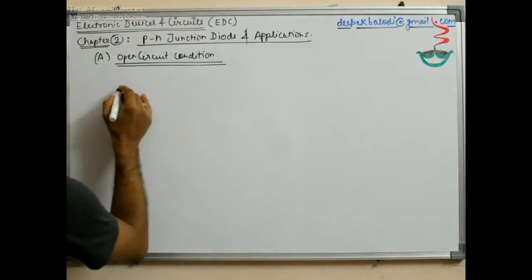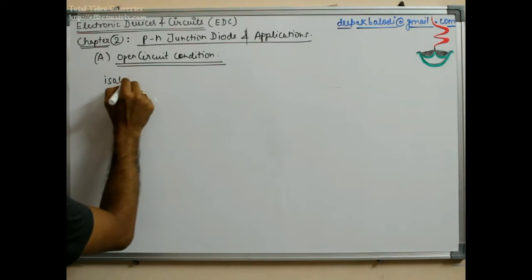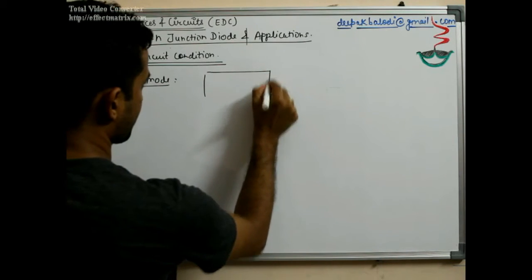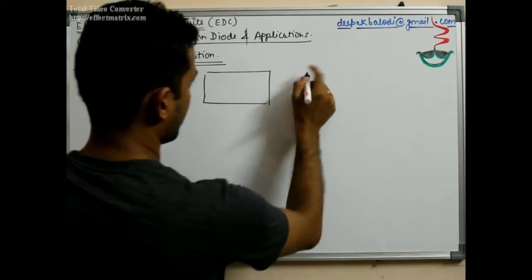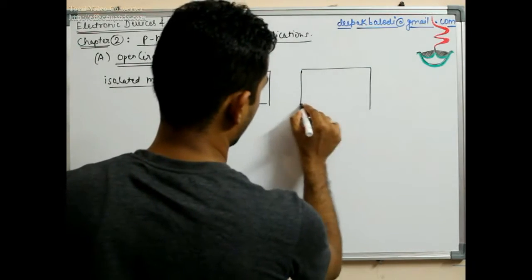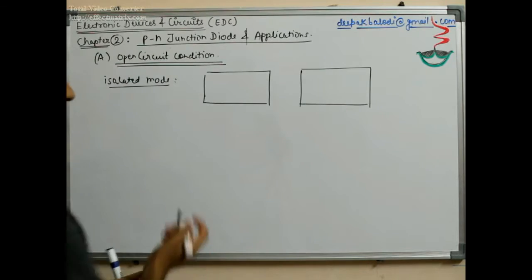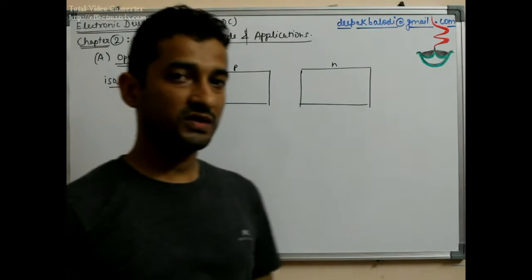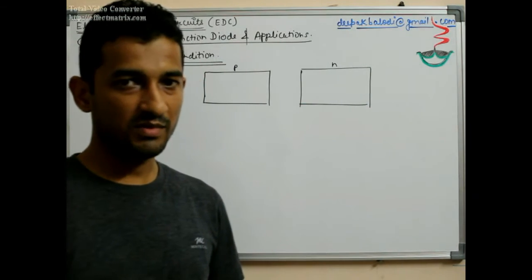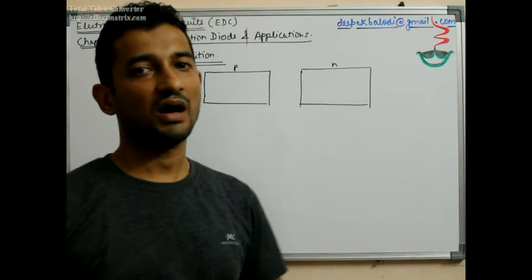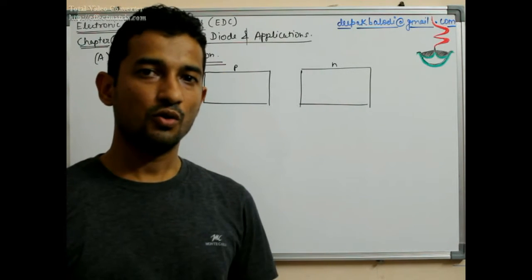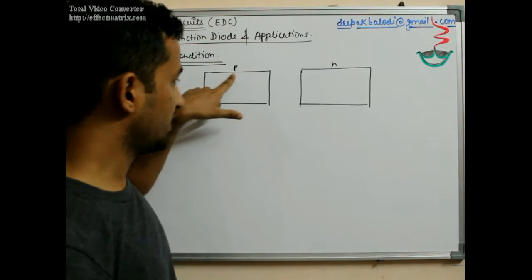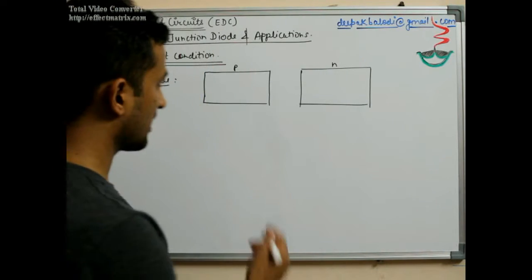Like if they were isolated, then in the isolated form, let's indicate P on the left side and N on this side. And in the whole study of the PN junction diode, one assumption we will make is that both regions have been doped on the same material. The P region is generally obtained by the doping of acceptor ions or acceptor atoms.